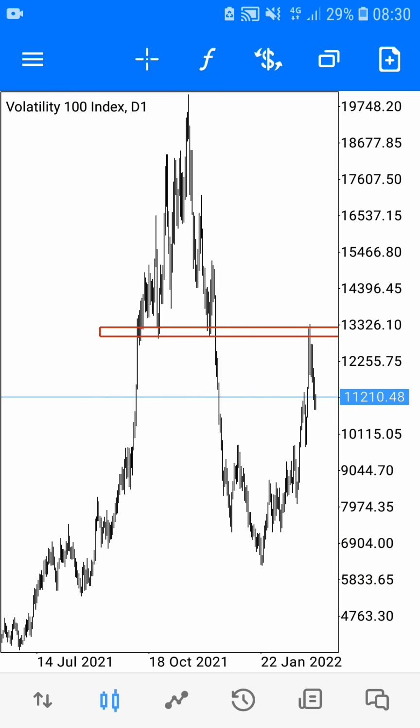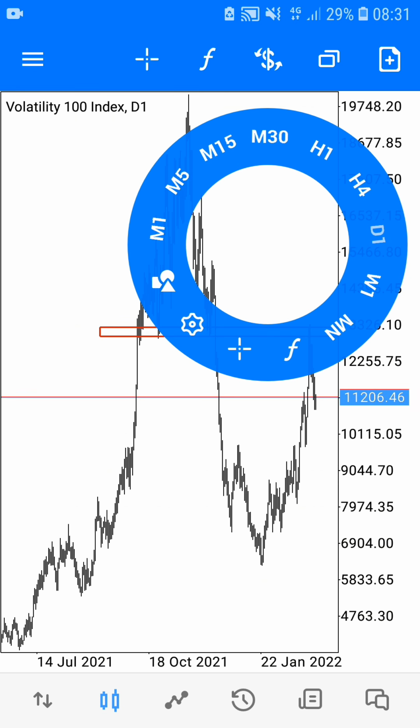Probably not, right? So what to do is we go for the lower time frames to look for possible entry setups on this same pair, and in this case it is the 4-hour time frame.